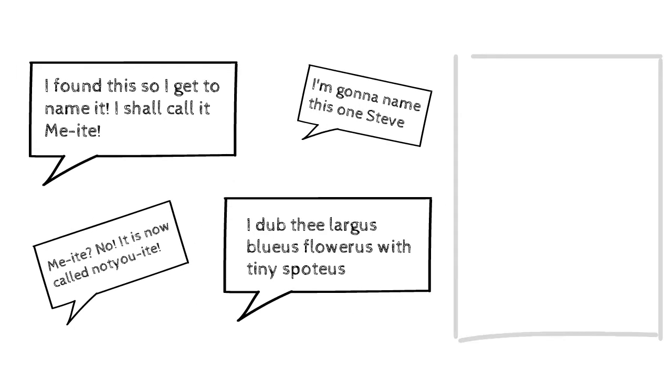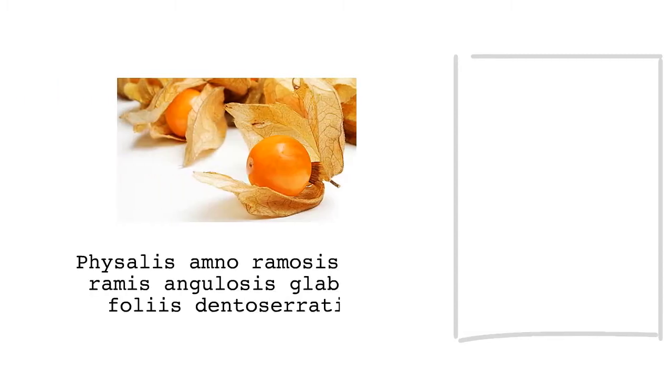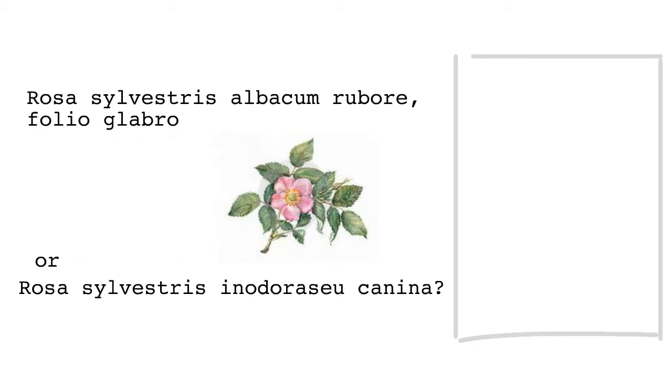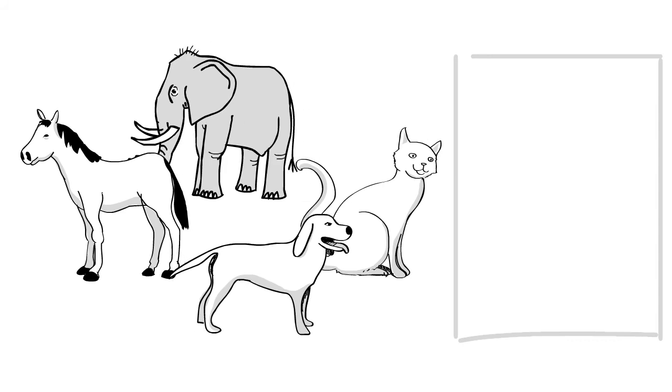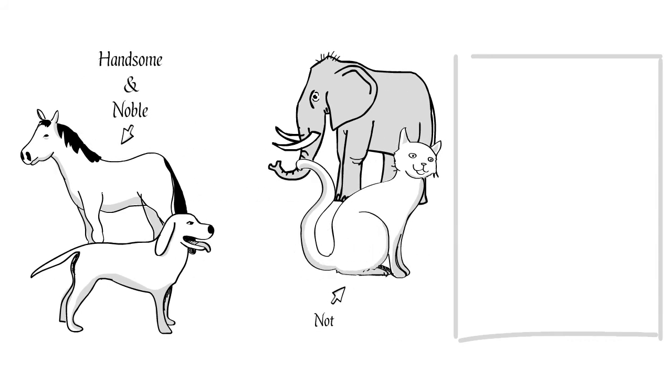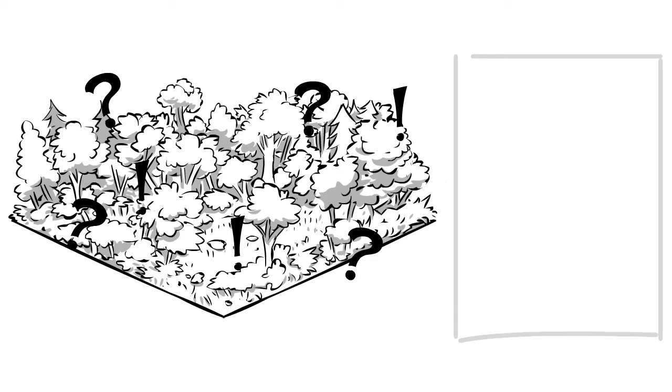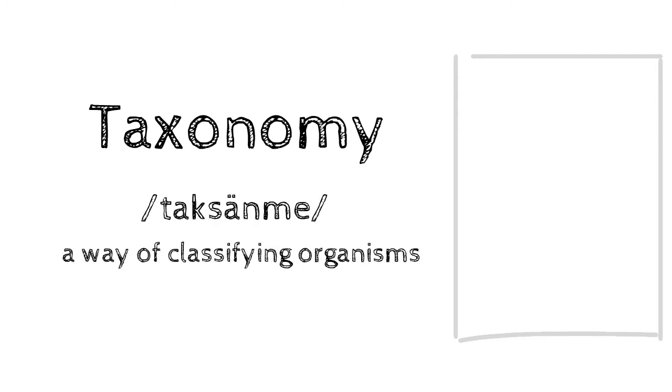At that time, there was no one way to organize and name things, so people did whatever they wanted. Sometimes the names were long and complicated. Some things had 2 different names. Sometimes animals were categorized by size, and sometimes by if they were considered to be handsome and noble. It was a mess. Science needed a standard taxonomy, a way of classifying organisms that everyone could use.